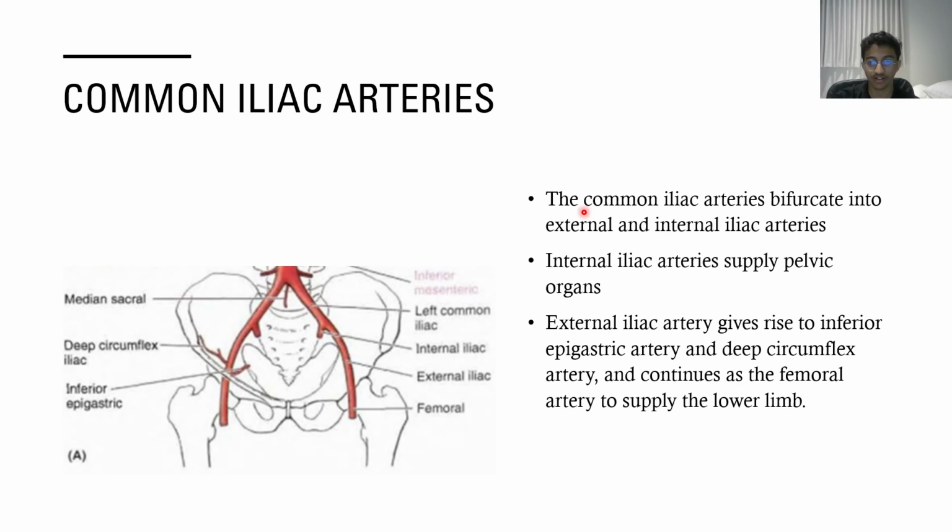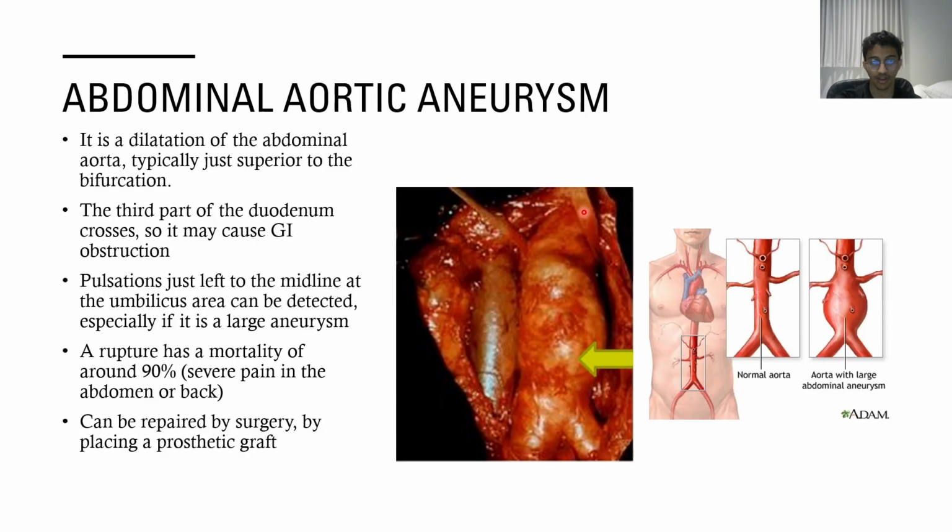The internal iliac arteries supply the organs of the pelvic region, but the external iliac artery gives rise to the inferior epigastric artery and deep circumflex artery, and after that it continues as the femoral artery, and it supplies the lower limbs.